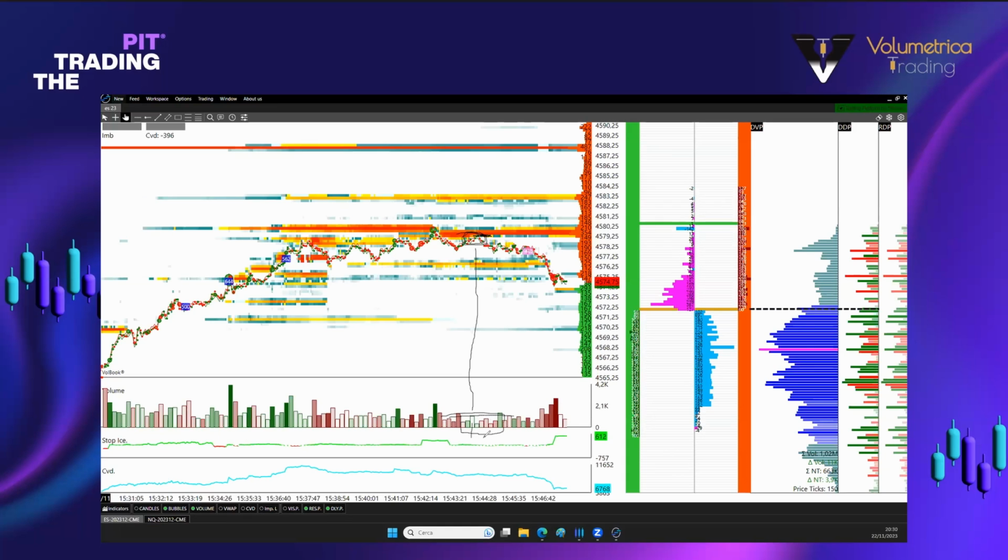We have green light, green red. We don't have relevant effort, neither to the upside nor to the downside. Same thing on the cumulative delta, as opposed to this peak here, we have a flat zone here.